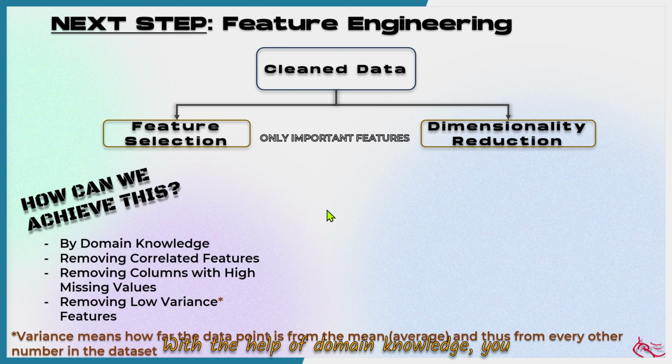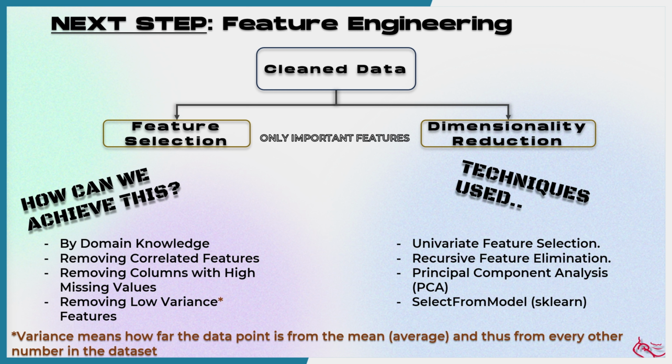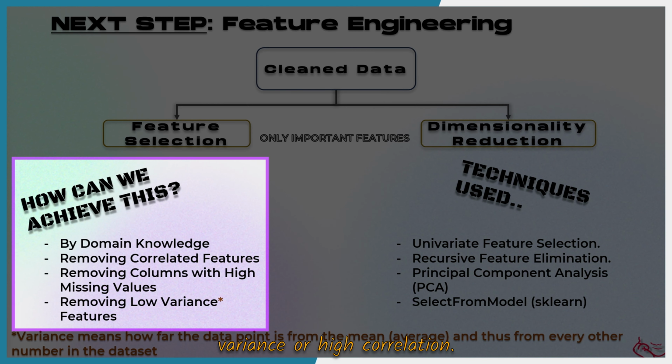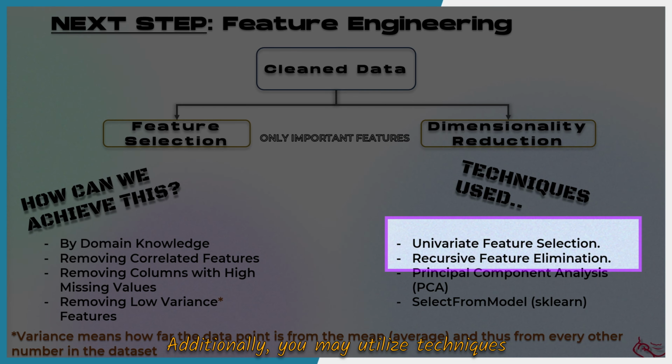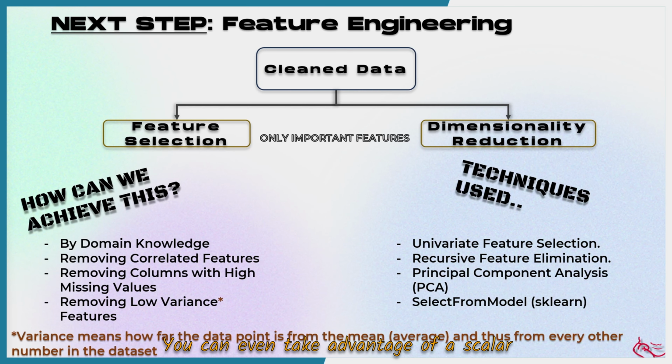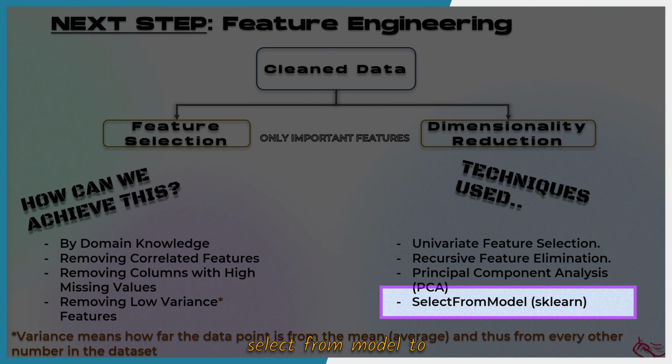With the help of domain knowledge, you can manually inspect and eliminate unwanted features by dropping their respective columns from the database. This could involve removing features with missing values, low variance, or high correlation. Additionally, you may utilize techniques like univariate feature selection or recursive feature elimination. You can even take advantage of sklearn's SelectFromModel to remove features whose values fall below a certain threshold.